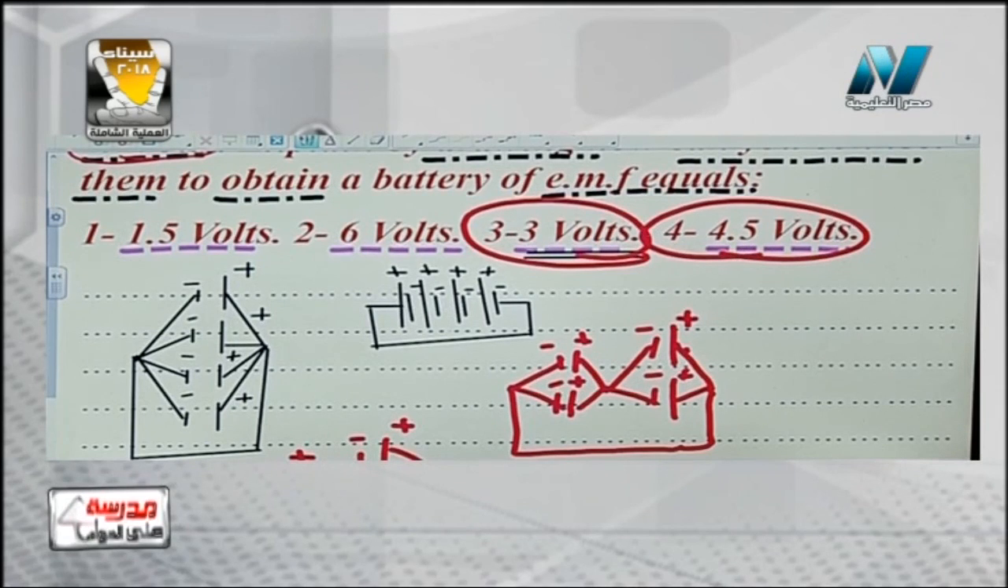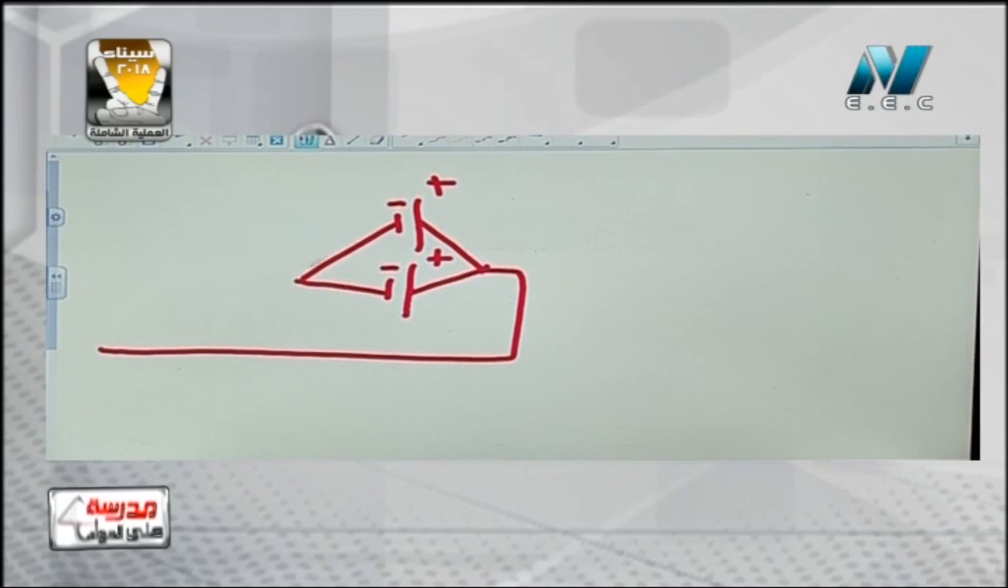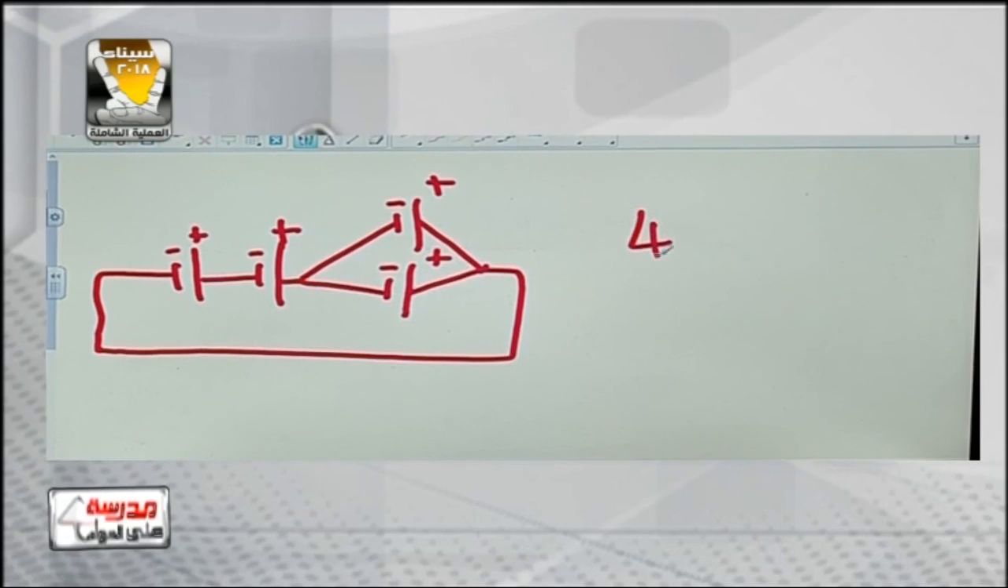4.5 volts is the last one. Okay, 4.5 volts, so I can say 2 in parallel, 1.5, plus 2 in series. The 2 in series equal how much? 3 volts. So the total, because in series we sum the electromotive force of the cells, equals 4.5 volts.